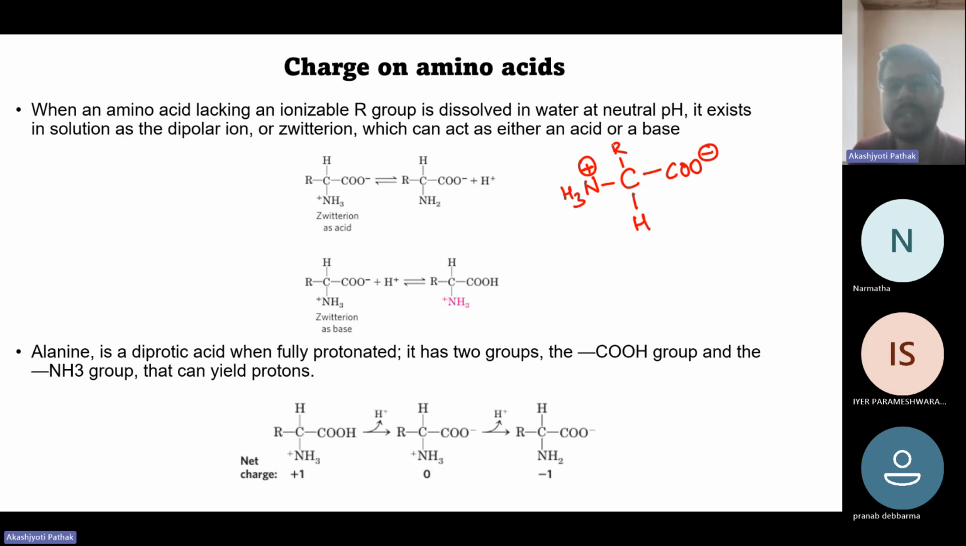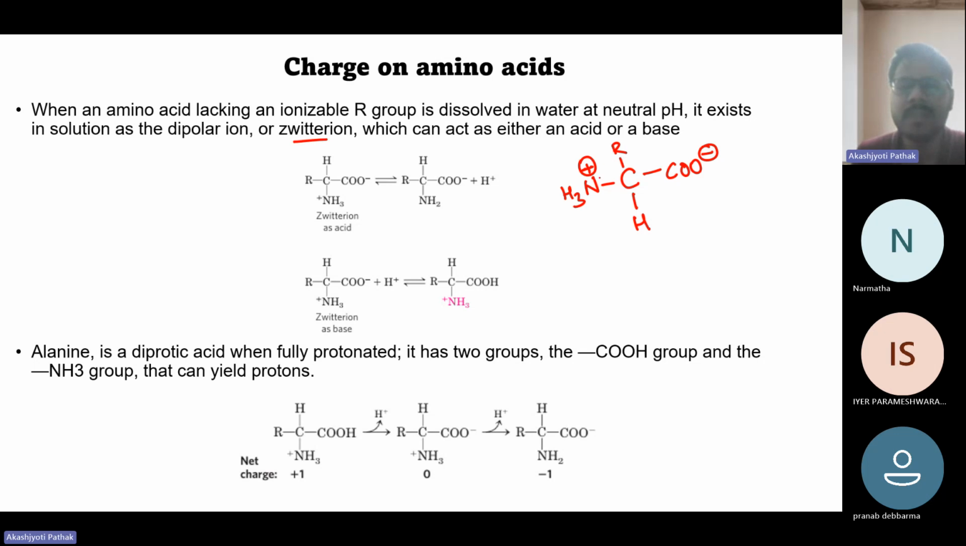The side chain does not carry any charge. So when an amino acid lacking an ionizable R group is dissolved in water at neutral pH, it exists in the solution as a dipolar ion or Zwitter ion. The term Zwitter ion you must have read in class 12th chemistry also. When it exists as a Zwitter ion, it can act either as an acid or a base.